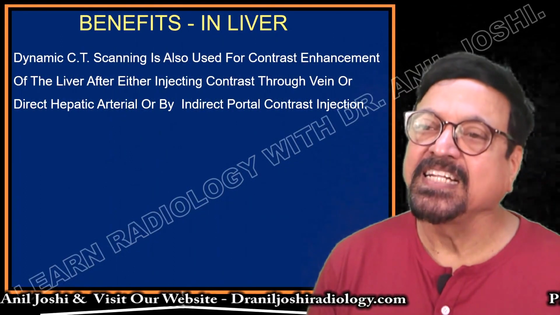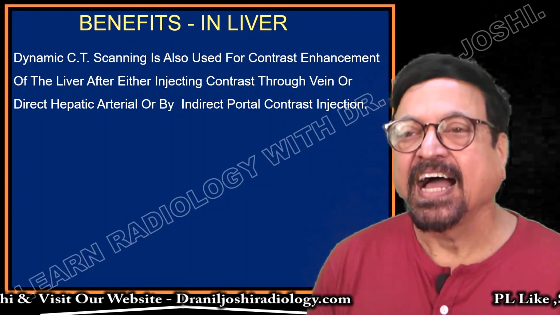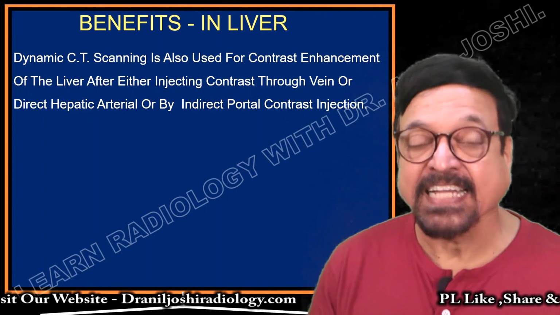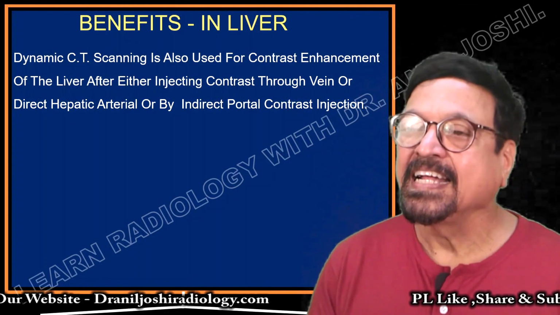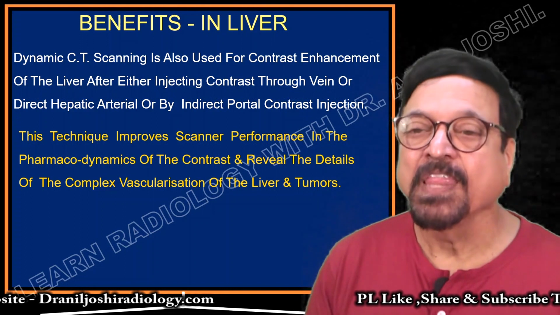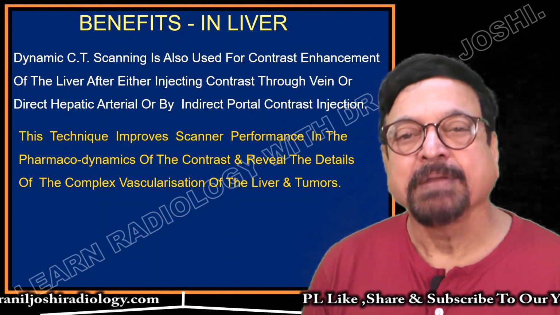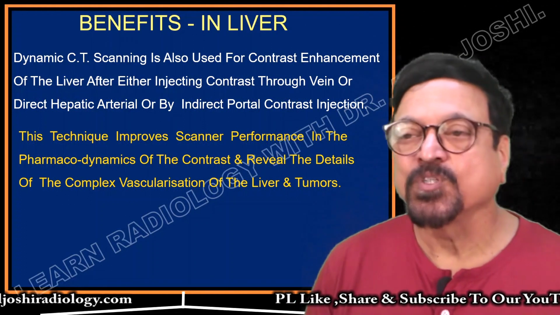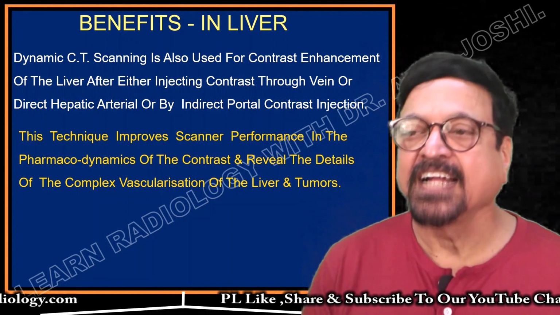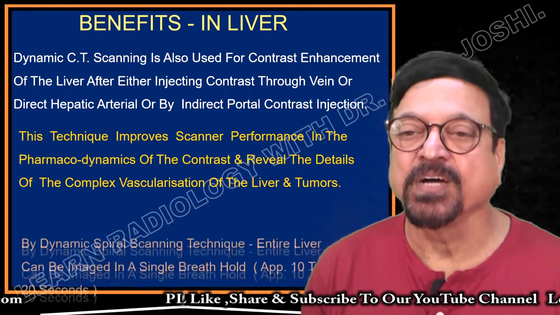Dynamic CT scanning is also used for contrast enhancement of the liver, either as injection of contrast into the vein, or direct hepatic arterial or indirect portal contrast injection. By that we can achieve better diagnostic accuracy of a hepatic SOL. This technique improves scanner performance in the pharmacodynamics of the contrast and reveals the details of the complex vasculature of the liver and the tumors.